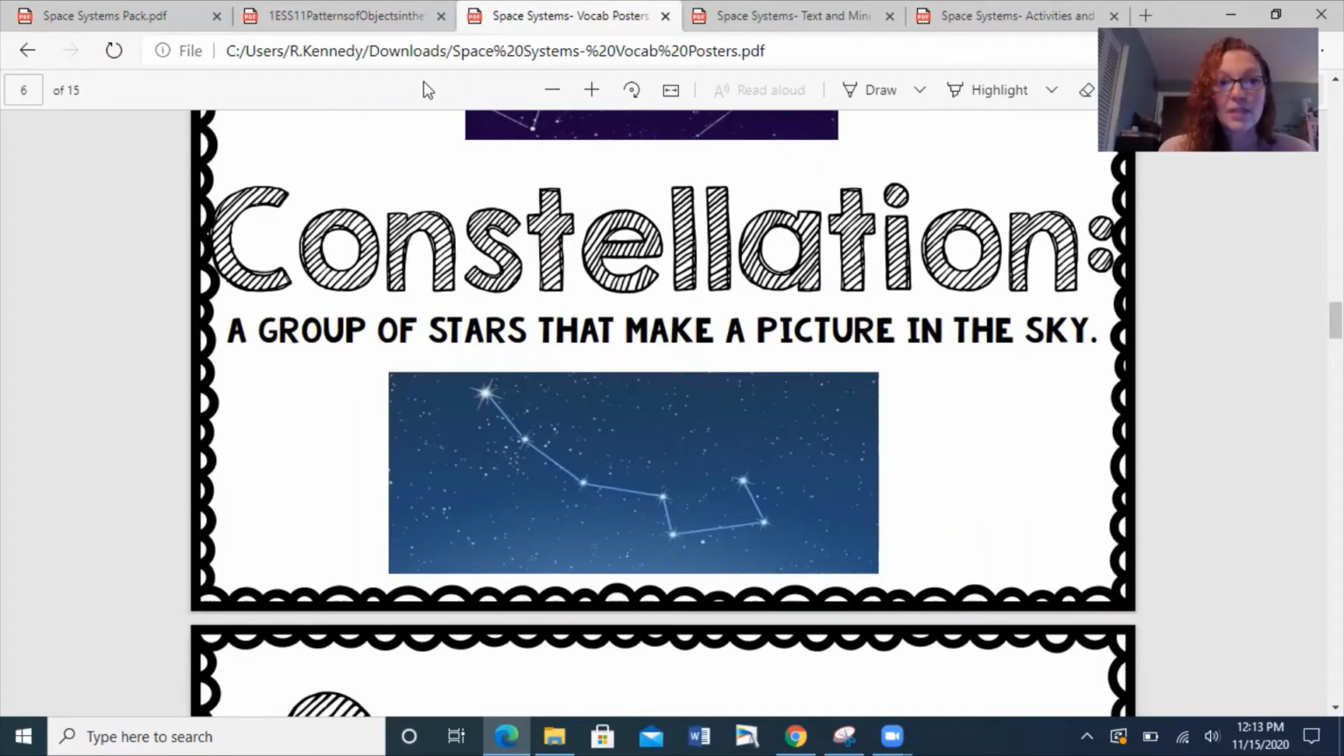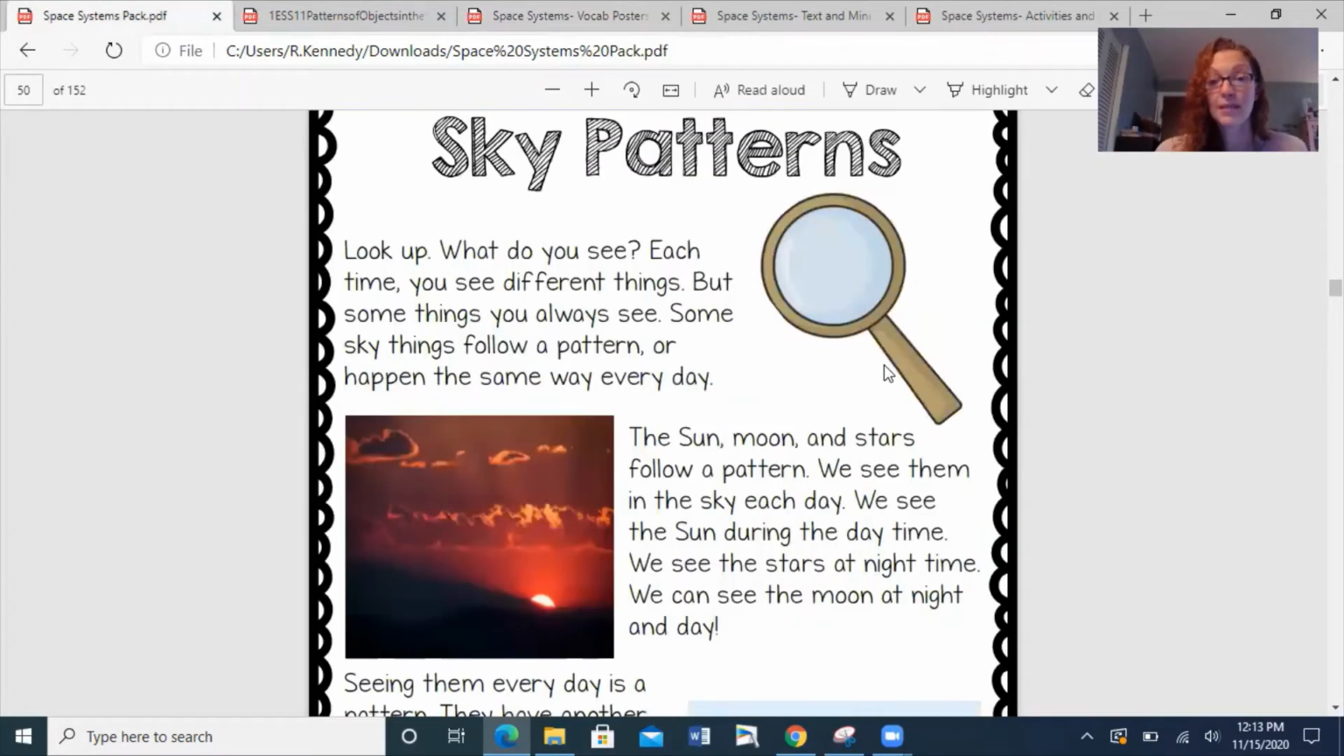All right. So I want to read you this text about sky patterns. Look up. What do you see? Each time you see different things, but some things you always see. Some sky things follow a pattern or happen the same way every day. What makes a pattern? What space things or sky things make a pattern? We've already learned about a few. Listen up. The sun, moon, and stars follow a pattern.